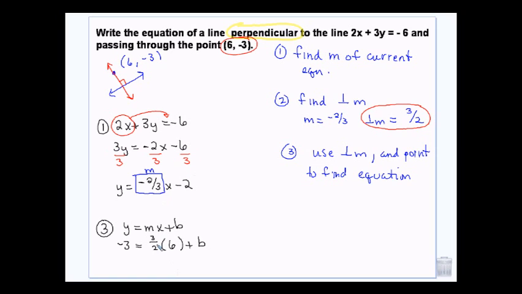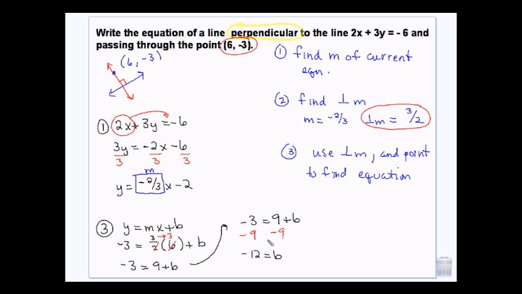3/2 times 6. 2 goes into 6 3 times. 3 times 3 is 9. So I get negative 3 is equal to 9 plus b. I'm going to bring that back up here because I don't have enough room. Subtract 9 from both sides. And I get negative 12 is equal to b.